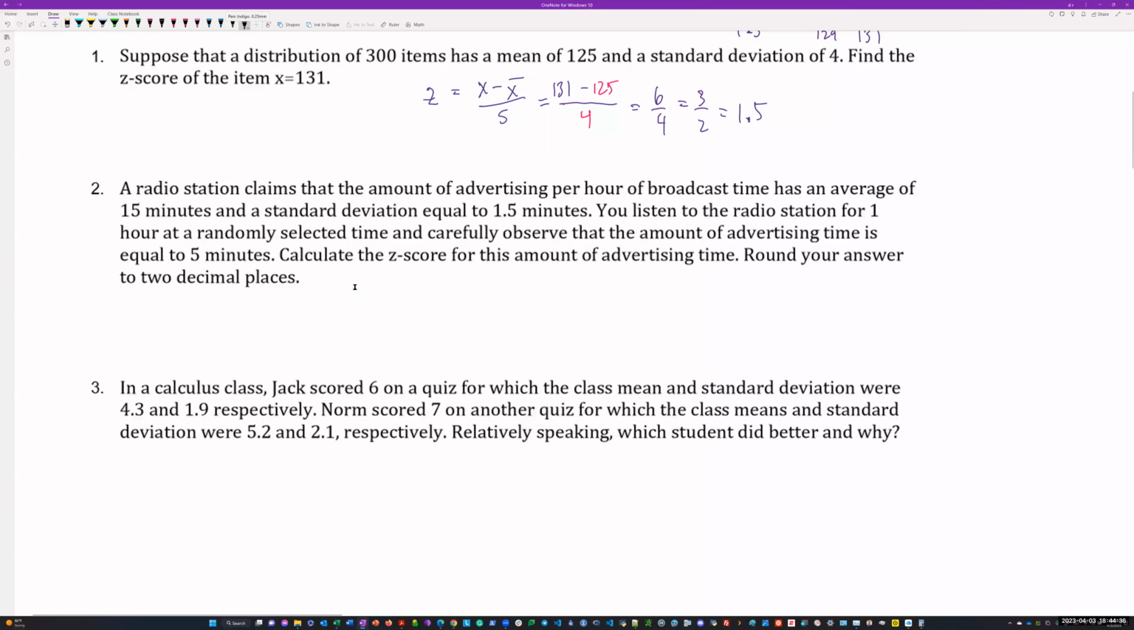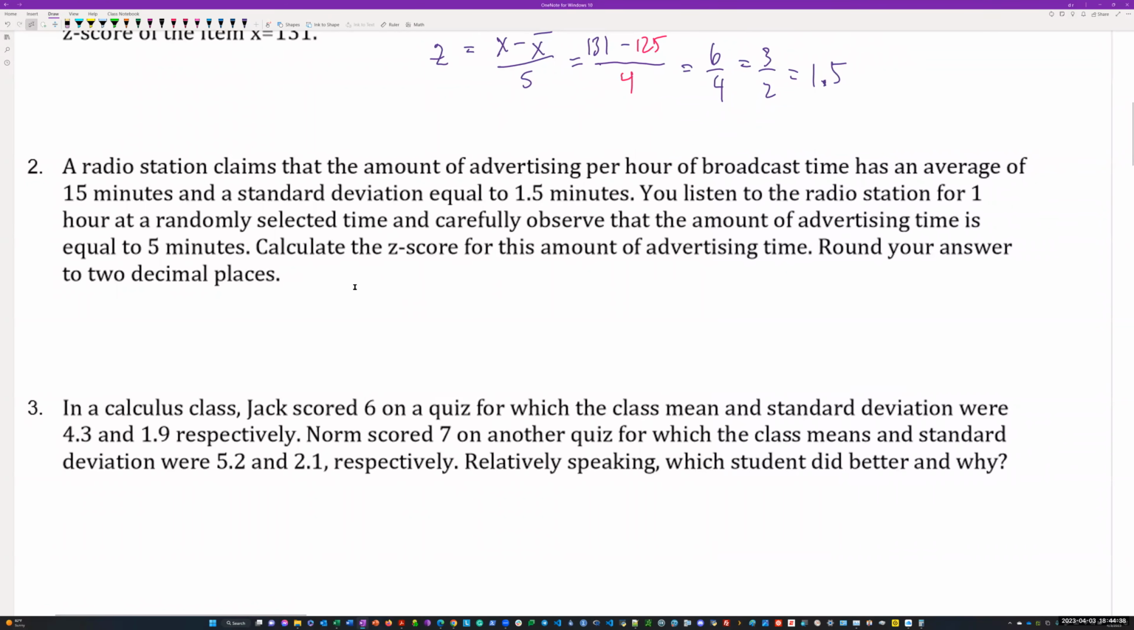A radio station claims that the amount of television advertising per hour of broadcast time has an average of 15 minutes and a standard deviation of 1.5 minutes. You listen to the radio station for 1 hour at a randomly selected time and carefully observe that the amount of advertising time is equal to 5 minutes. Calculate the z-score for this amount of advertising time. Round your answer to 2 decimal places.